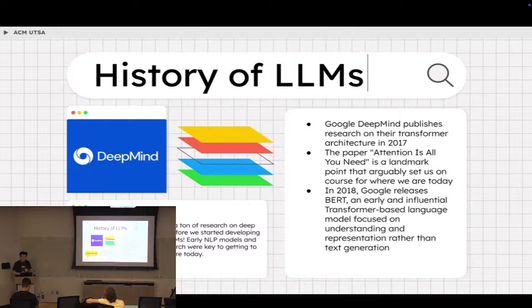Then in 2018, Google released BERT, which was an early but influential transformer-based model that focused on the understanding and representation of text as things called tokens, which we'll talk about in a second. Rather than actually generating text, this model was explicitly for understanding it. So it wasn't quite the LLM that you know today, where you put something in and it spits something out. This was just for understanding the text that would go into the model.